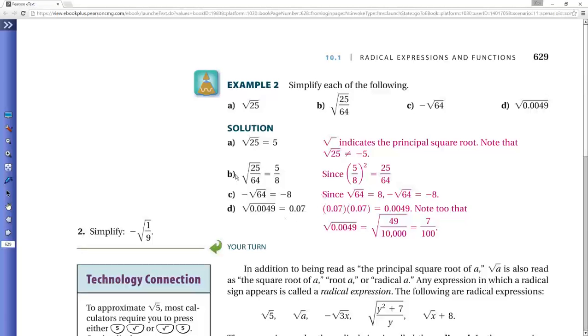So they give us some different examples with rationals, and you have to remember too, if I have a negative outside of this radical expression, this square root, like here in example C, that means you're going to follow order of operations: take the square root and then take the negative of that. So we take the square root of 64, which is 8, and the negative of 8 is negative 8.